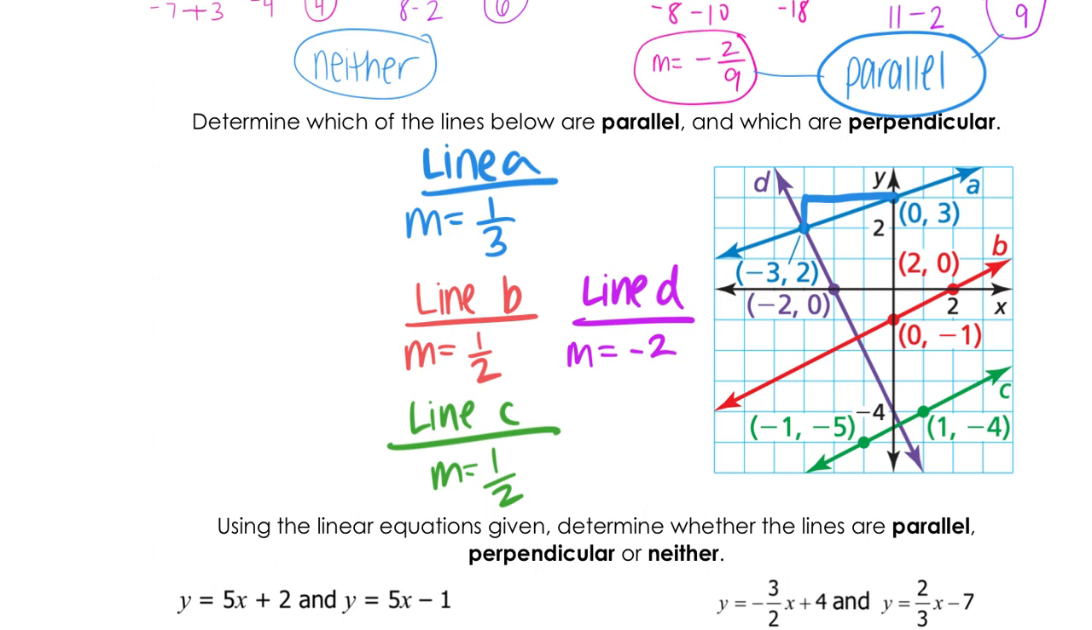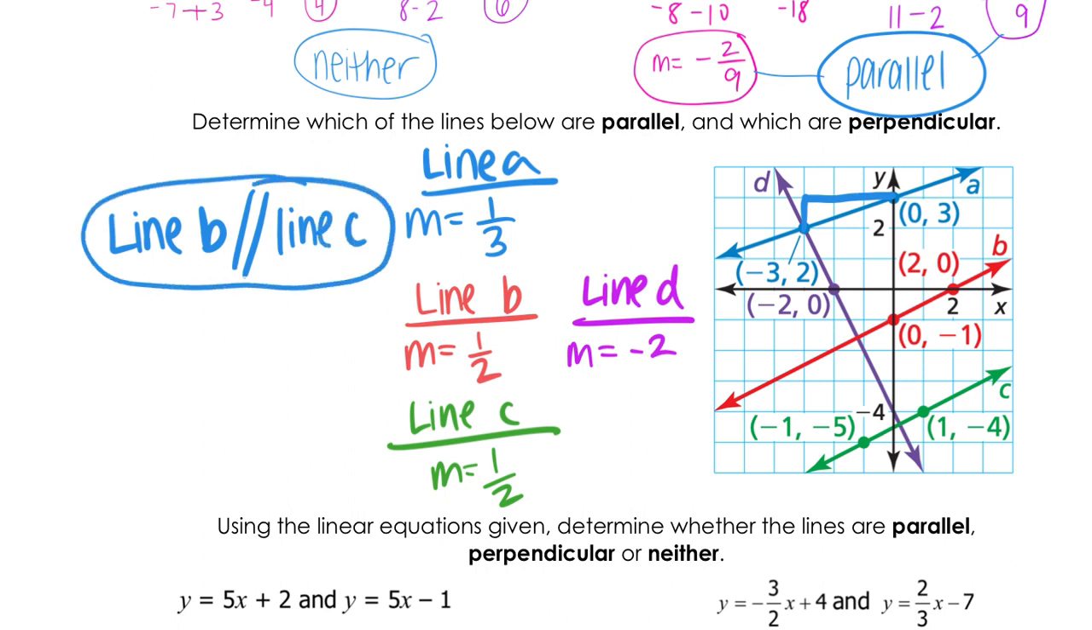So the question was, determine which lines are parallel, which lines are perpendicular. Well, we know which ones are parallel. Line B and C are parallel because they have the same slope. So we'll say line B and C are parallel. You can write it out in words. You could say line B and C are parallel like this. Or another way that you could write that, this might be a little bit shorter, you could just say line B is parallel to line C. You can use the parallel symbol. Okay, so there we go.